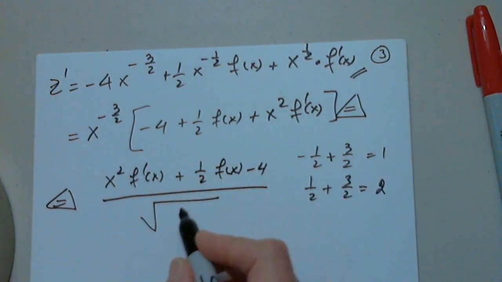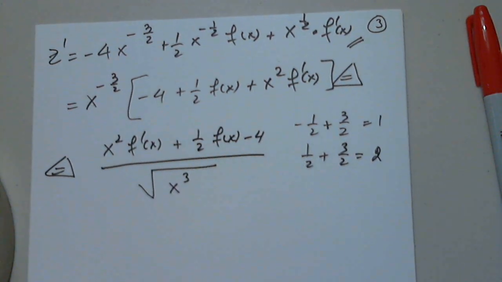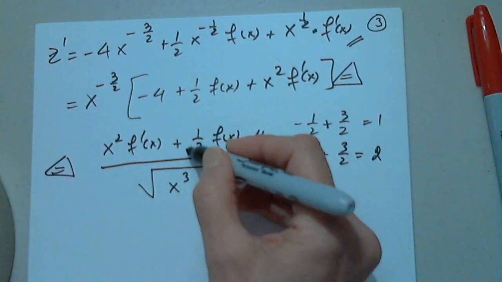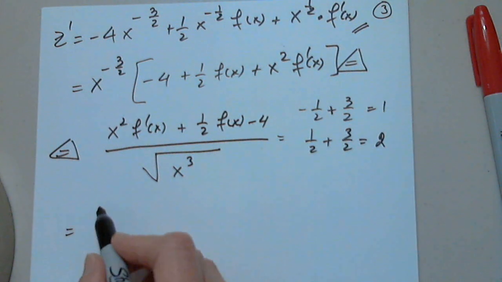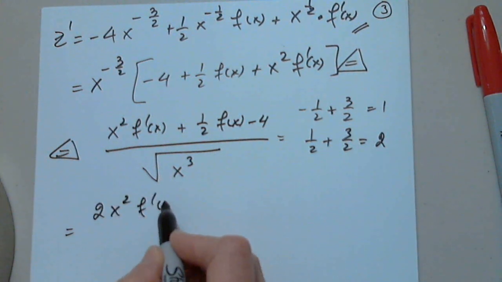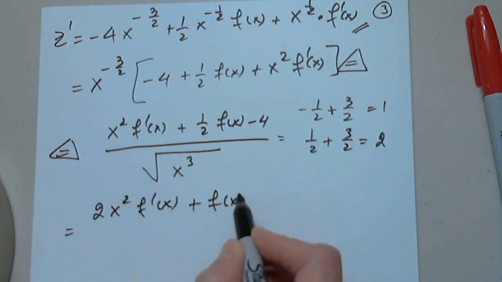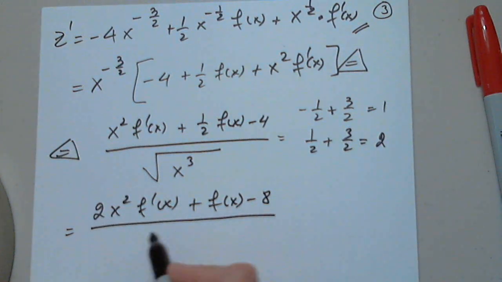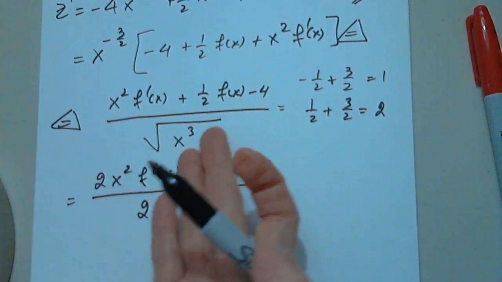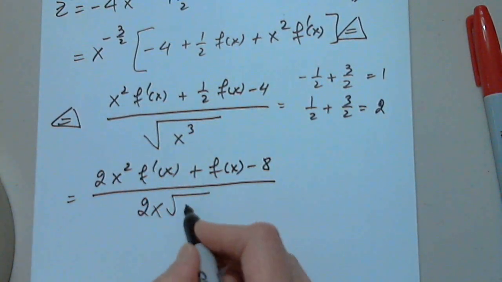divided by the square root of x cubed. Now if you want not even to have 1/2 in there, that's fine. Then I would have 2x squared f prime of x plus f of x minus 8 divided by 2. And if they want us to simplify that, we can also simplify that.